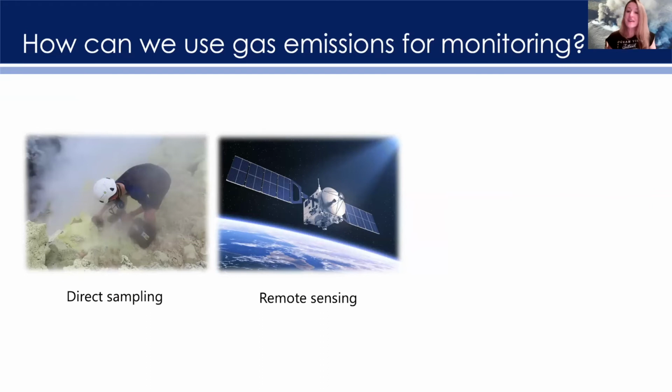Just as an aside, how do we actually collect the gas emissions that we use for monitoring? Well, the most traditional approach would be to go there and sample it by hand. This is what we call direct sampling. The image on the left-hand side shows my colleague Brendan McCormick taking a gas sample in Papua New Guinea. Obviously, when the volcano is showing high unrest, this is probably not the place that you'd want to be.